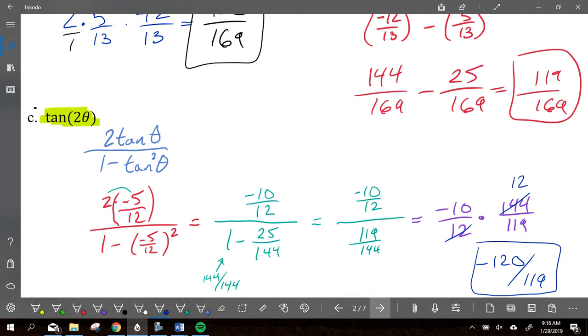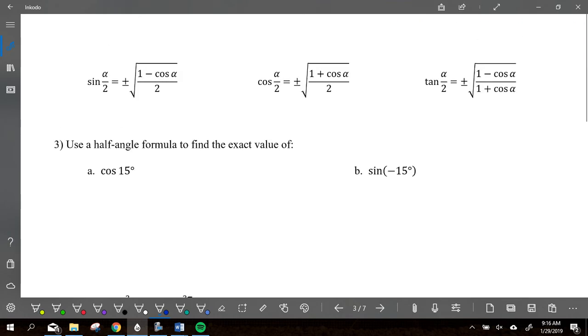Flip it over. On the front side, we did double angle identities. On the back side, we're doing half angle identities. Like in Bell Work, we figured out why those formulas work. We could have done that, but I didn't think it was the best use of my time.